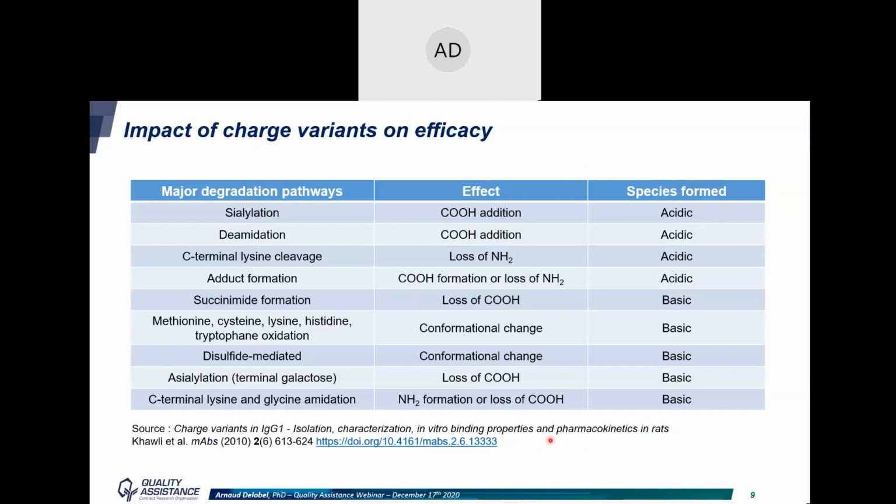This table is taken from a publication from Kali et al. in 2010, and it shows the major degradation pathways that you can have on monoclonal antibodies and the species that are generated. I will not go through the table in detail, but you see that some modifications can lead to acidic residues, or some other modifications can lead to basic variants. And all these can be seen by icIEF or by ion exchange chromatography. And all these variants are considered as charge variants.